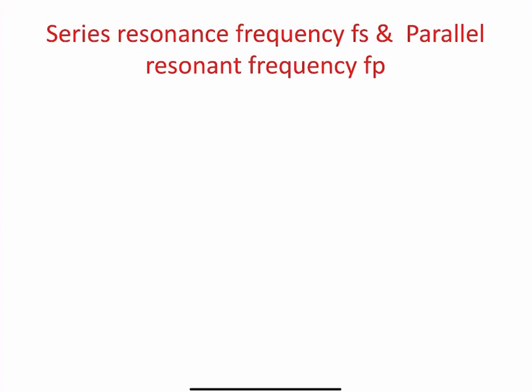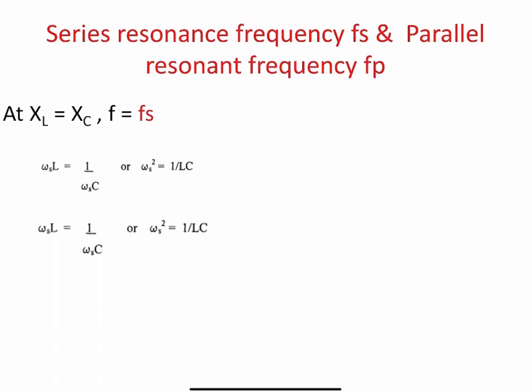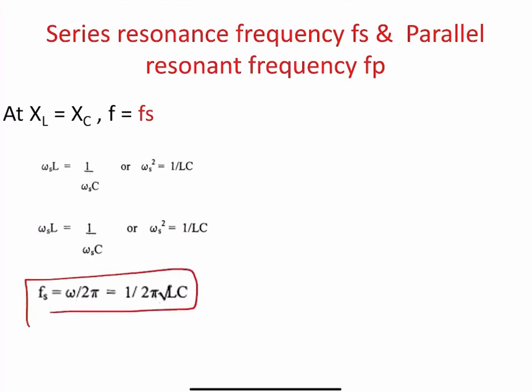First we will find the series resonant frequency. At series resonance, XL is equal to XC. Under this condition, XL is equal to XC, f would be the series resonant frequency. Then put the value of XL and XC. When you put the value of XL and XC, you will get this relation, and omega S square will be 1 by LC. Then Fs will be omega by 2 pi, that is equal to 1 by 2 pi under root LC. This is the series resonant frequency.